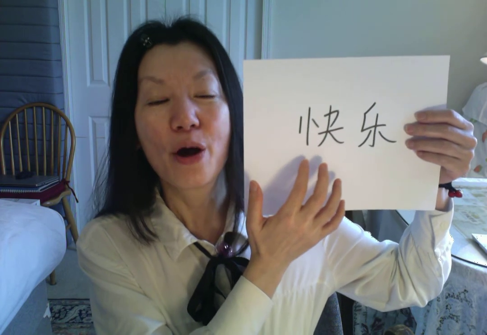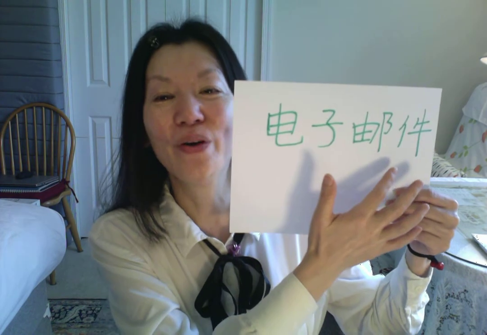Happy, yeah, happy, in Chinese we say 快乐, happy. Yeah, you can read the character, why not? 快乐, happy. Okay, so this time we finish with the English and the Chinese characters, right? Then I say, we need a 邮件, yes.